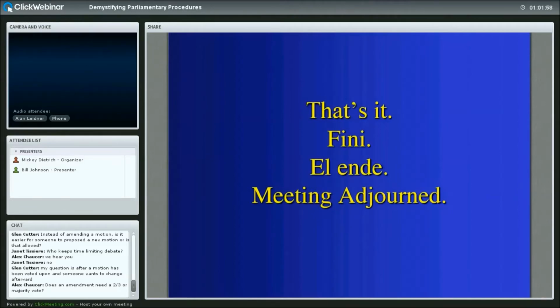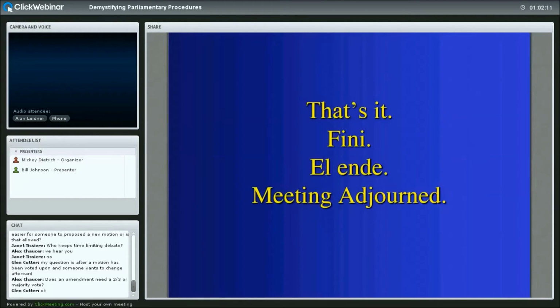The question here, Alex is asking, does an amendment need a 2/3 or a majority vote? Just a majority, simple majority. The only time you need 2/3 is for things that limit the rights of members. So ending debate early, for example, is limiting the rights of members. Or an amendment to prevent anybody from speaking more than once during a motion. That would be another limiting of rights. That would take a 2/3 vote. Everything else is by default simple majority.